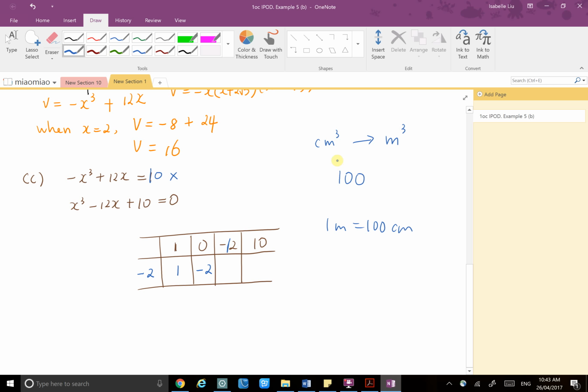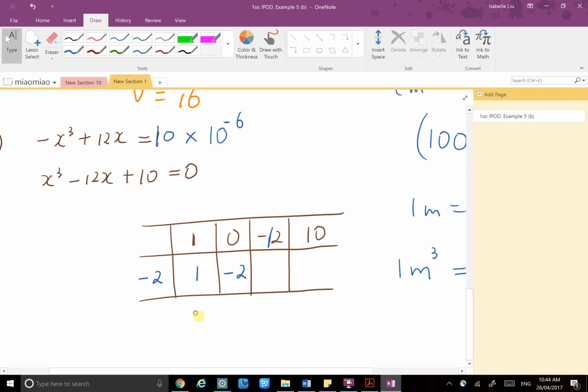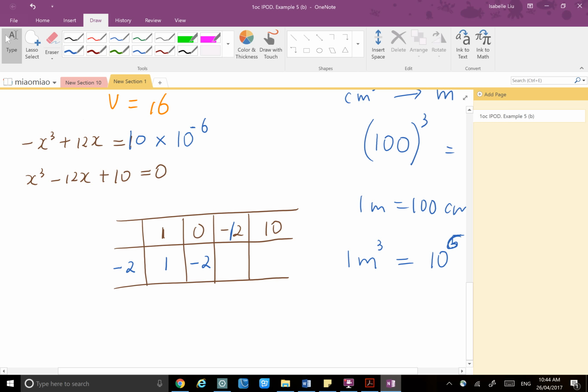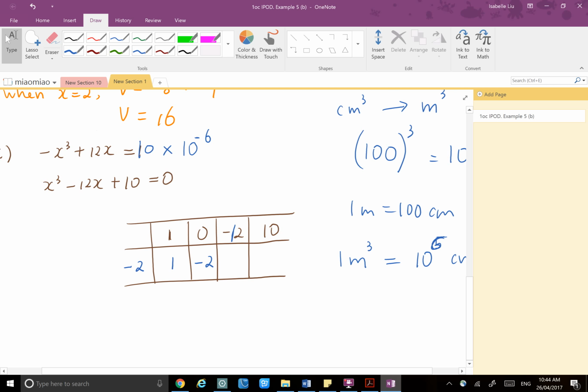And then it's talking about the volume, so it's to the power of 3. Wait, not 5, 6. 2 times 3 is 6. 1 meter cubed equals 10 to the power of 6 centimeter cubed. Then 1 centimeter cubed equals 10 to the power of negative 6 meters cubed. So it's 10 times 10 to the power of negative 6. It's going to the smaller values.